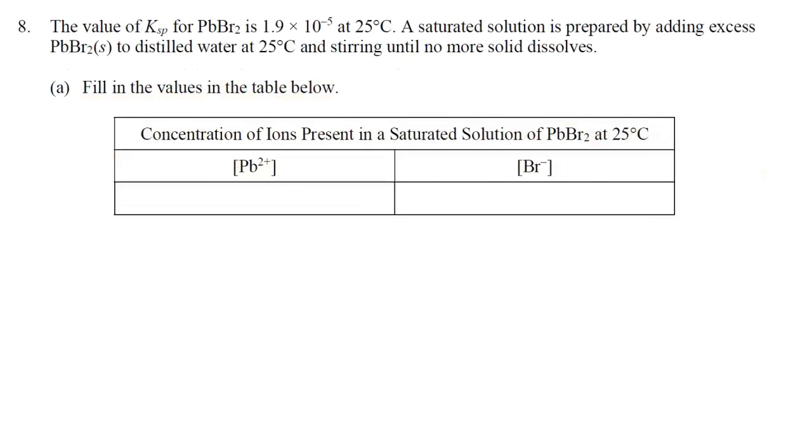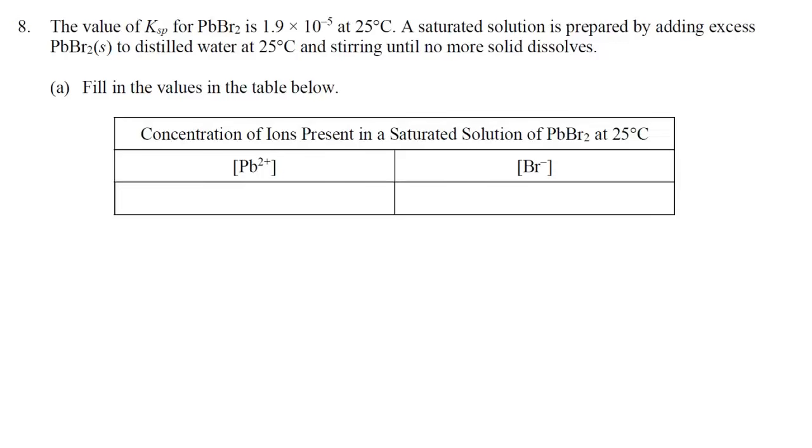Now let's take a look at question 8 in your packet. It says the value of KSP for lead bromide, which has the chemical formula PbBr2, is 1.9 times 10 to the negative 5 at 25 degrees Celsius. A saturated solution is prepared by adding excess solid lead bromide to distilled water at 25 degrees Celsius and stirring until no more solid dissolves. In part A, it says fill in the values in the table below.